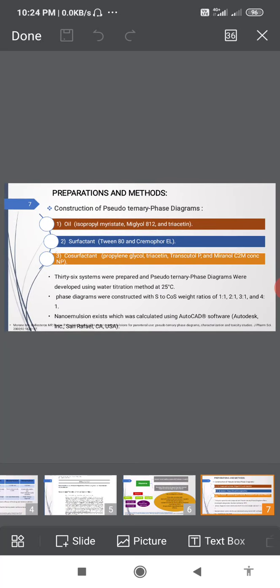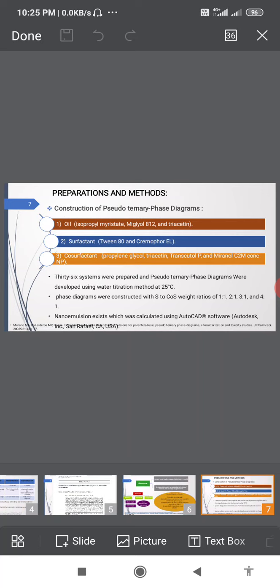Preparation. Now the preparation and methods. First is the construction of the pseudo ternary phase diagram, which is done with the oil system. In the oil system, isopropyl myristate, Miglyol 812 and triacetin; surfactants used were Tween 80 and Cremophor EL, while the co-surfactants used were propylene glycol, triacetin, Transcutol and Mirano. In the construction of the pseudo ternary phase diagram, 36 systems were prepared, and pseudo ternary phase diagrams were developed using the water titration method.